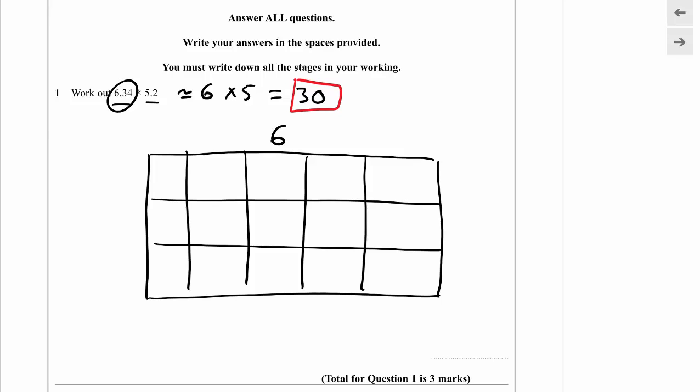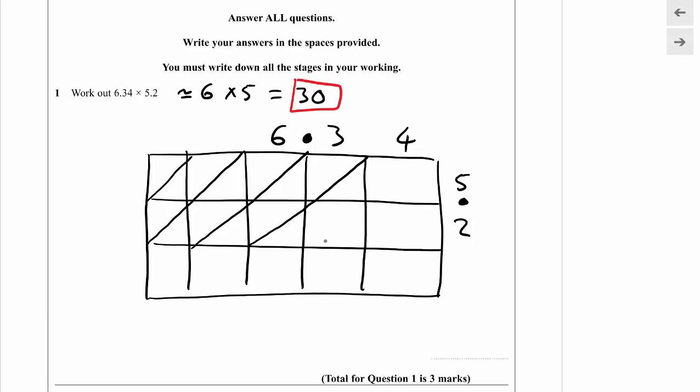So the 6 is going to be corresponding to this column, the 3 is going to be corresponding to this column, and the 4 is going to be corresponding to this column, and I'm just going to put my decimal point in between the 6 and the 3. Then I'm going to put the 5.2 along the side, so I'm going to put the 5 along this corresponding row, and the 2 corresponding to this row, and I'm going to put the point in between. Then all I do is fill in some diagonals. So here are my diagonals, working across here.